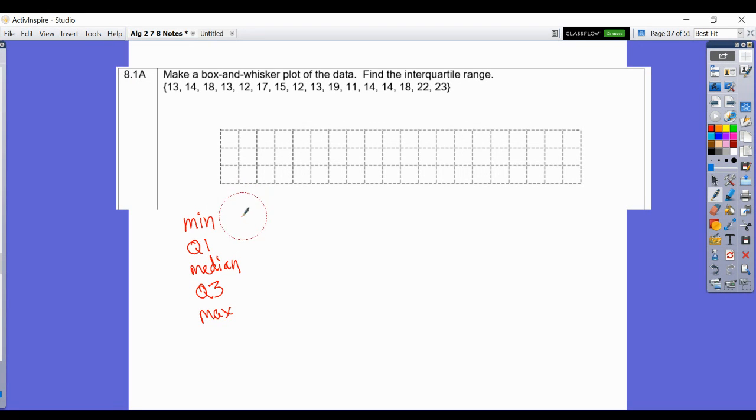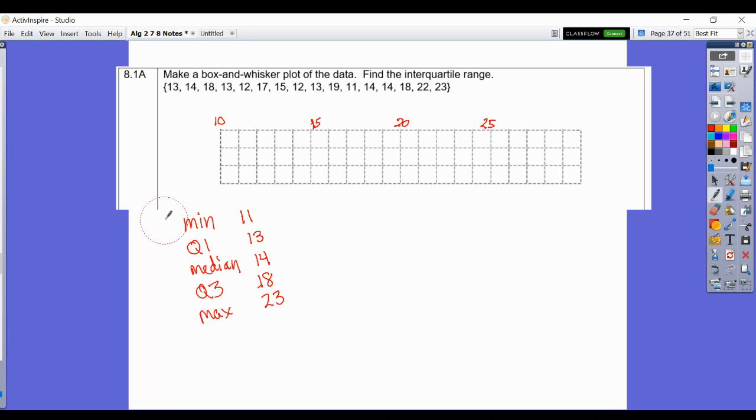All right, the minimum, the lowest number in this list, is 11. Quartile 1 comes out to 13. The median is 14. Quartile 3 is 18, and the max is 23. So from this, you can make a graph. You might need to change the scale, or just maybe let's just start at 10 and go 11, 12, 13, 14, 15, 16, 17, 18, 19, 20, 21, 22, 23, 24, 25. So I just shifted my scale over.